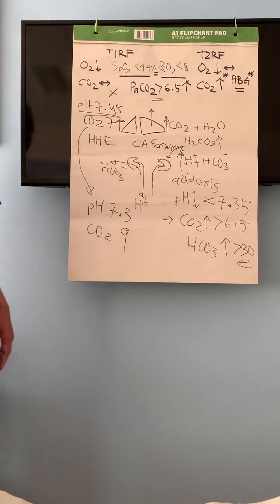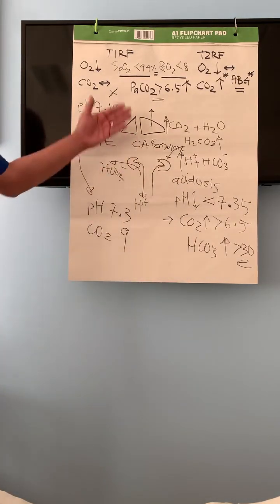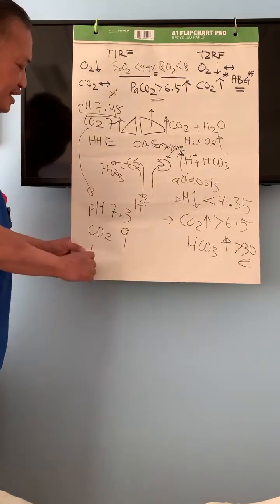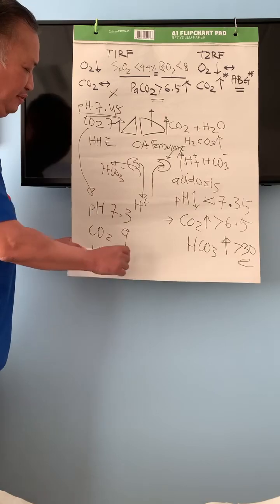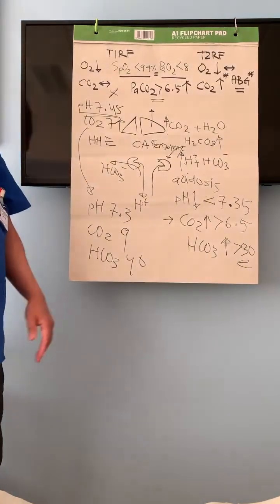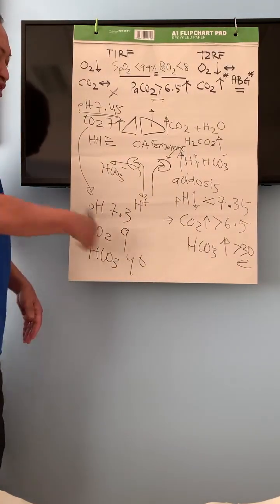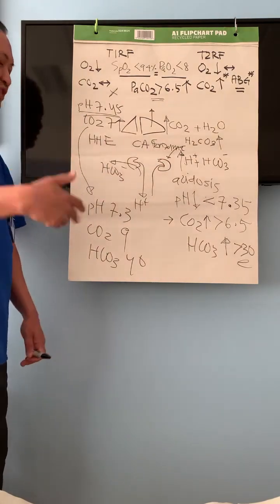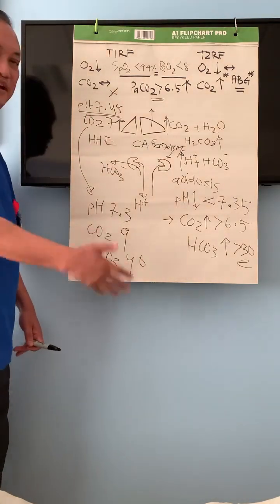All right, so this is how it happened. And after that, bicarbonate is 40, because the body is trying to compensate. The kidney is trying to excrete the H plus and bring in the bicarbonate, so the bicarbonate is getting higher.